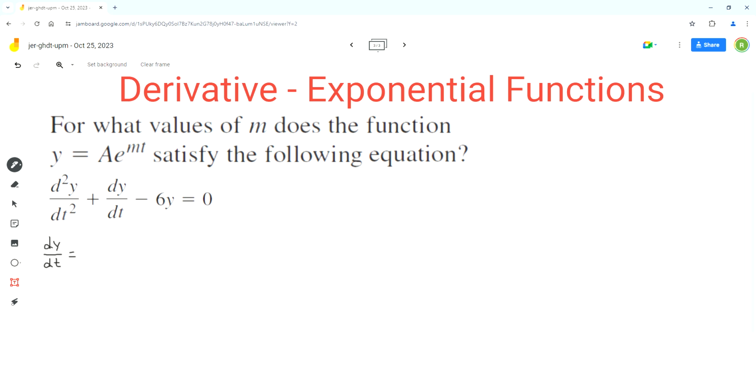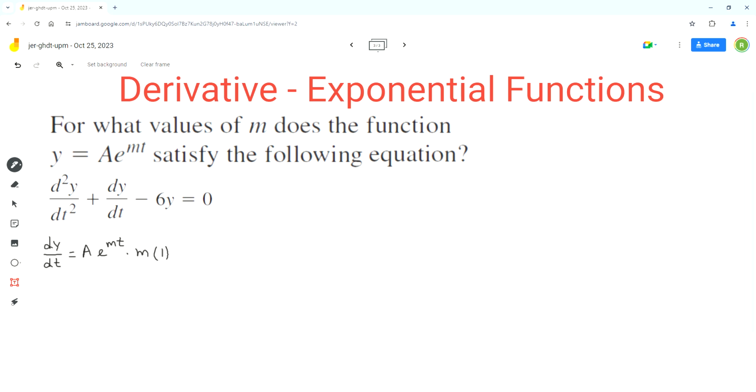is equal to, so a, the coefficient, will stay as it is, times the derivative of the exponential term, and that will be the exponential term itself, times the derivative of its exponent, and the exponent is mt. Now m is the coefficient of the exponent, so m will stay as it is, and the derivative of t is 1.